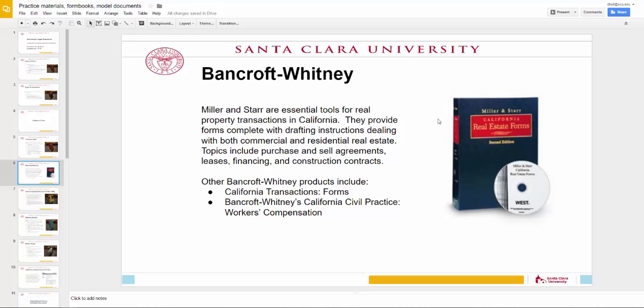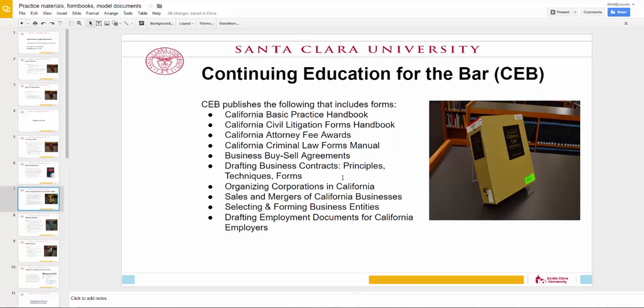Miller and Starr is considered the Bible for California real property, and it includes a number of example forms. And another big publisher of forms that you may not be familiar with is called CEB. It's Continuing Education for the Bar. CEB publishes a whole library of form books, and some of them are very narrow compared with the offerings from Westlaw or Lexis. CEB is a nonprofit consortium owned by the University of California, and their materials are not licensed to any of the three big platforms, Lexis, Westlaw, or Bloomberg.